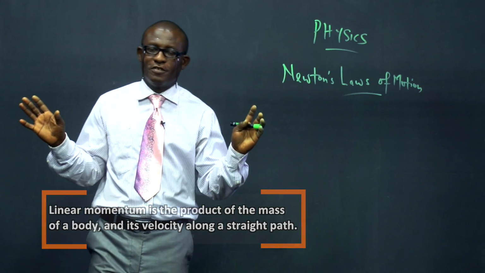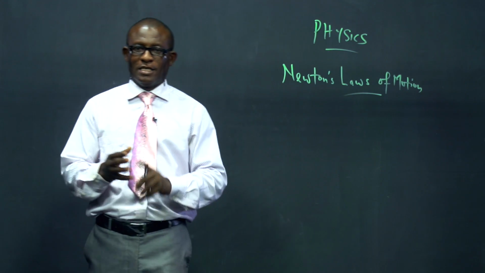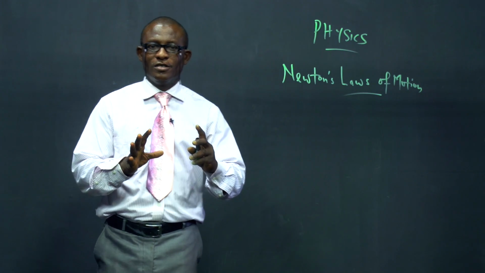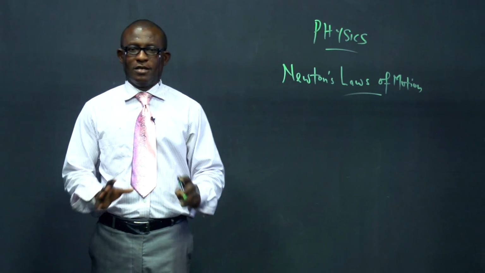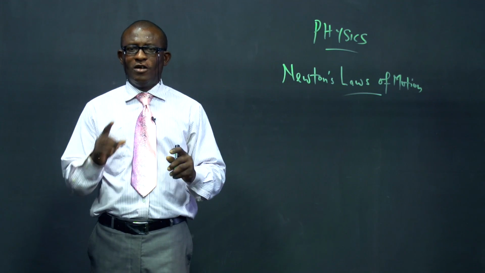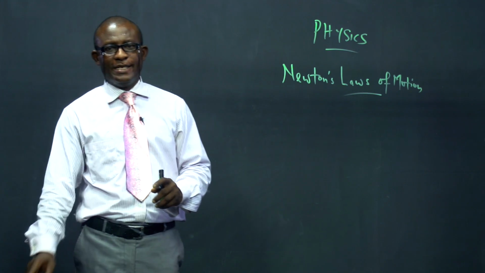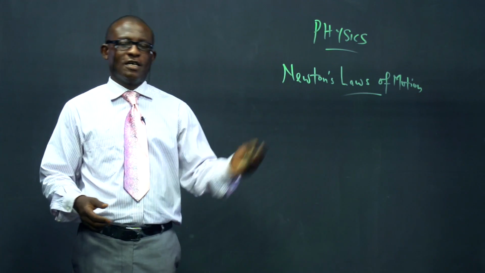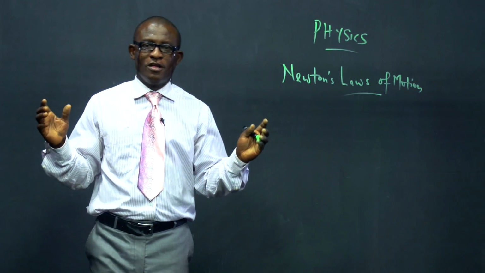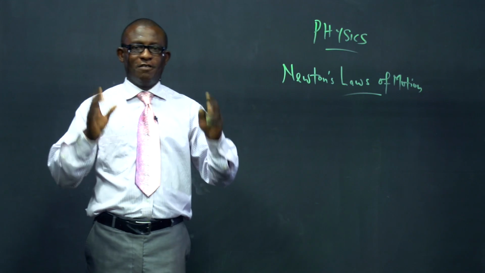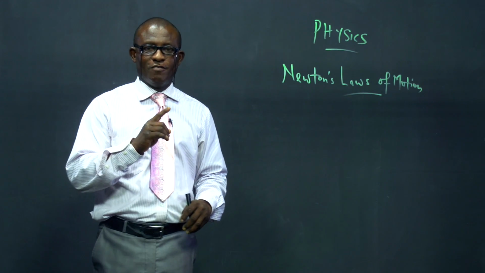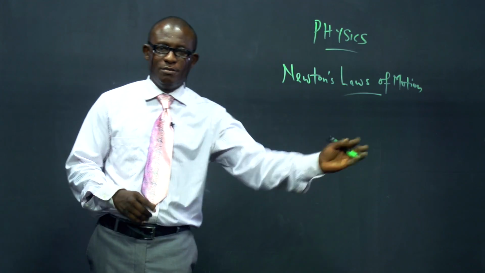That is the complete definition. The product of the mass of a body and its velocity along a straight path or a straight line. Along a straight line talks about the linear. If you just give the definition, it is the product of mass and velocity, that is 0. You must give every detail that it is the product of the mass of a body and its velocity along a straight path.